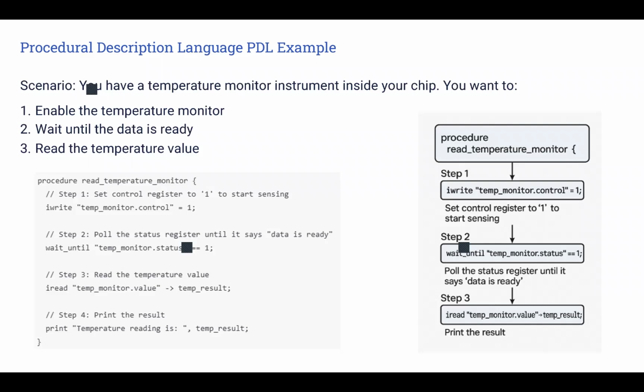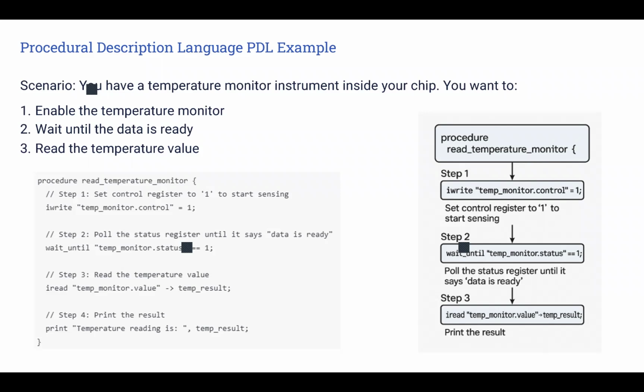Okay, so what actually happens in the chip is that the control register is part of the instrument. The PDL triggers a scan write operation. The status register is continuously scanned until the ready flag is equal to 1. Then a scan read is done on the temperature value, and the result is stored in a variable that we define. Now we can read that value.